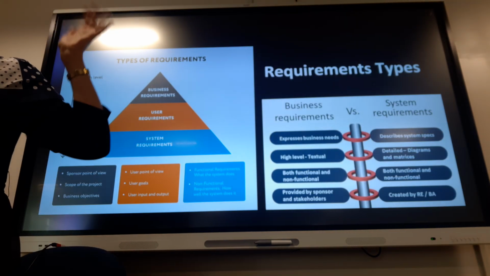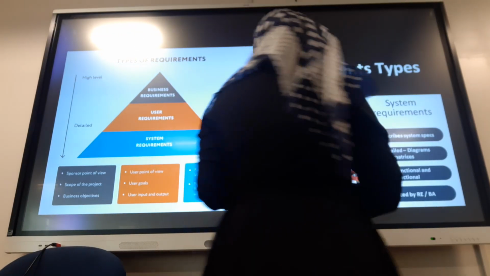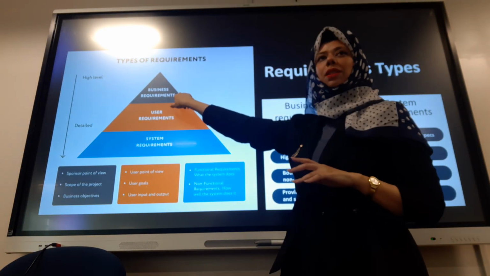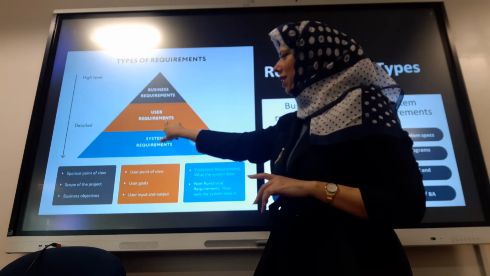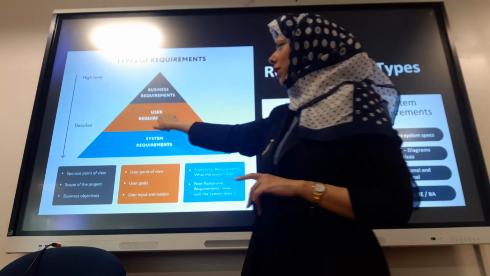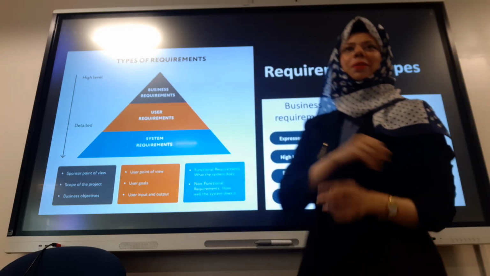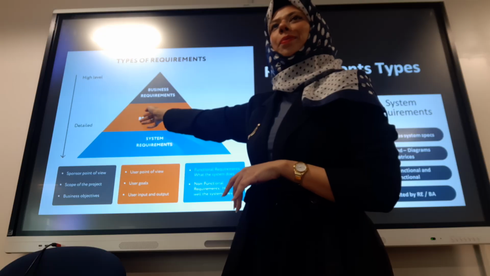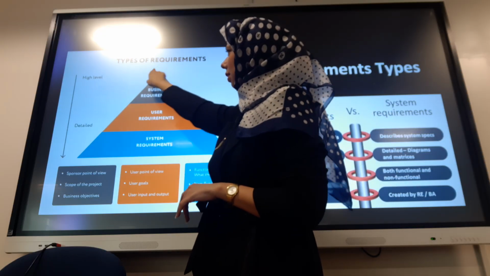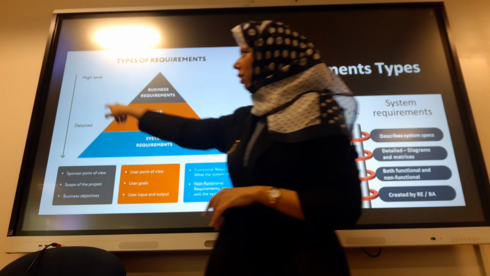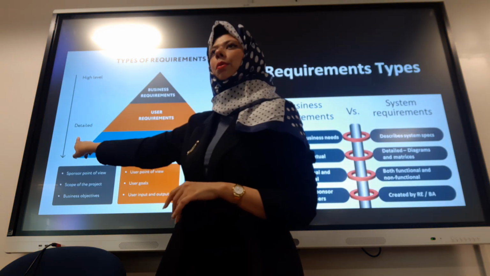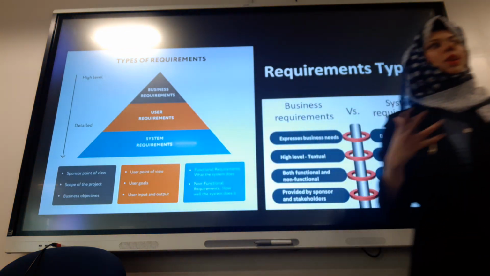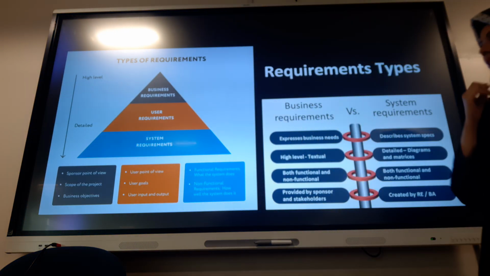Now let's look into the types of requirements. So we have mostly three possible types. We talk about business requirements, user requirements, system requirements. I think user requirement is the most clear, right? So we are trying to set the requirements to satisfy the user side. If you look in that model, top all the way down, this is high level all the way to a detailed approach. So as we move down to our system requirements, this is where you expect more details to be involved.